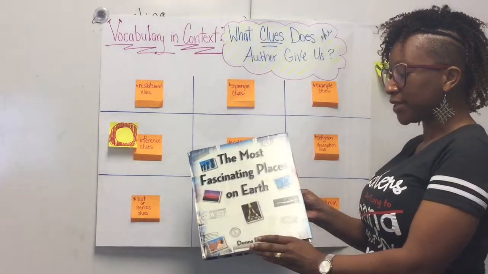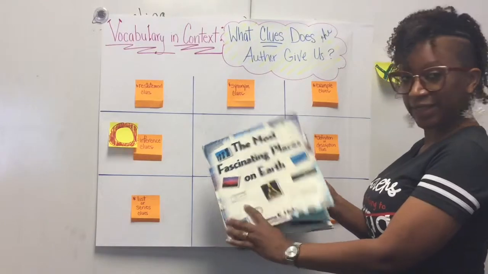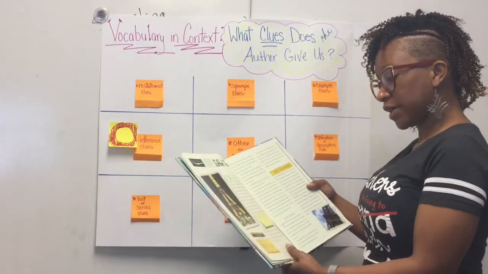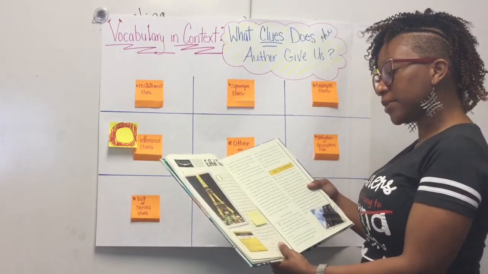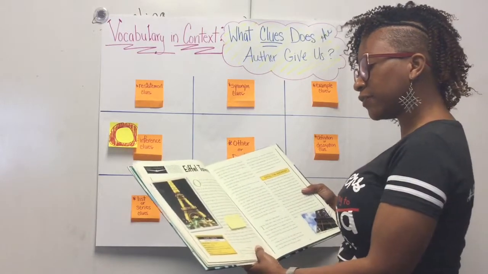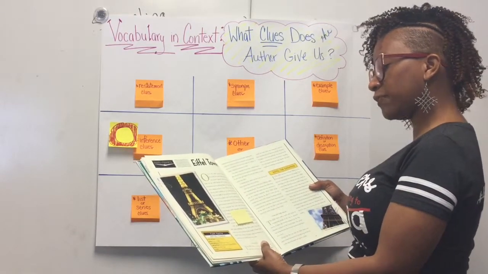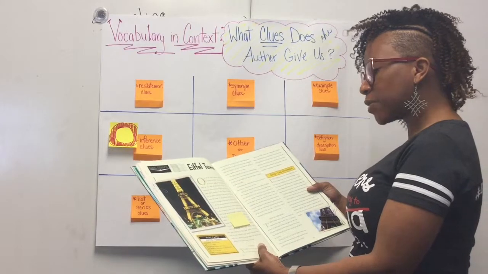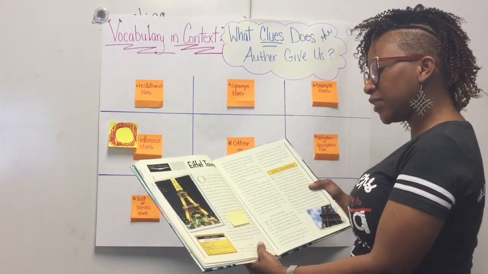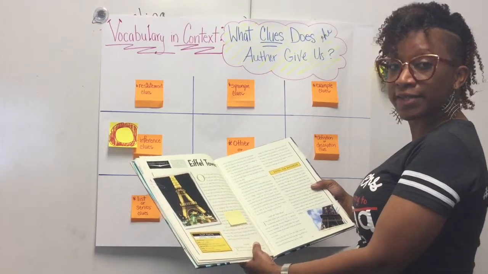Not only do we use fictional text, but we can use nonfiction as well. This is The Most Fascinating Places on Earth by Donna E. Hicks. All right, so at first some people in Paris were afraid that a gust of wind would blow the tower down before it was completed. The tower was very stable, even though people thought it looked unstable.